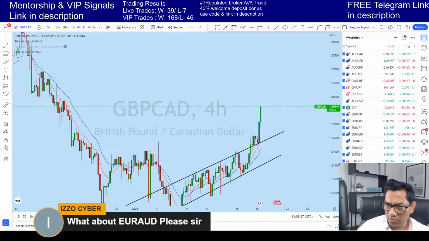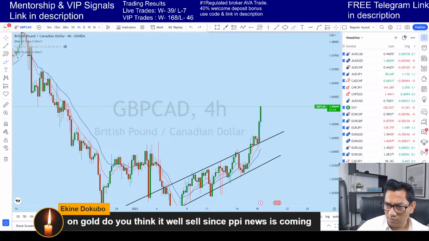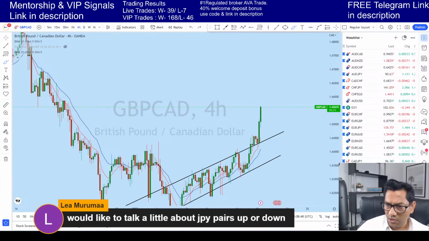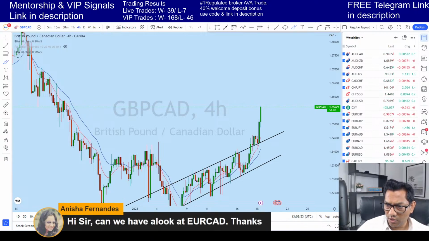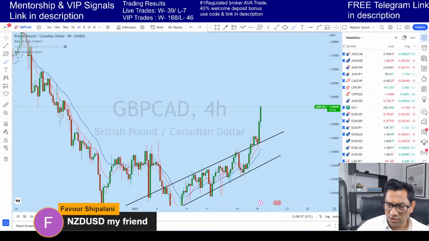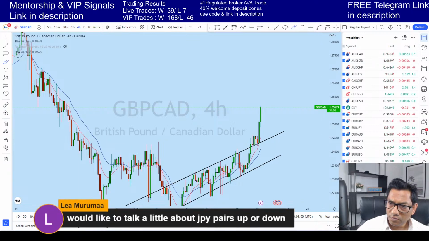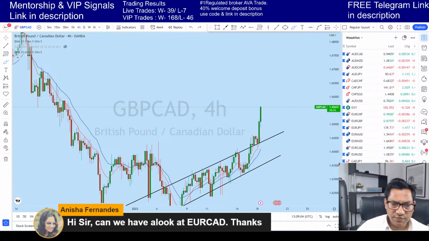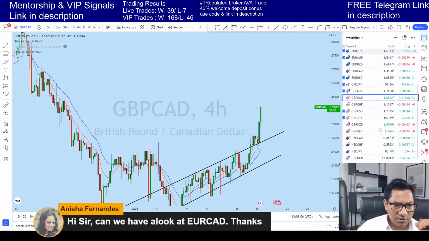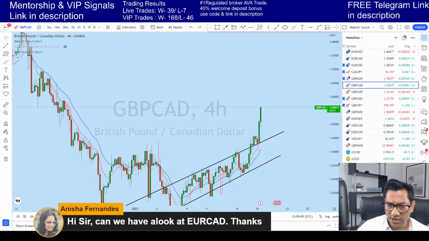Euro AUD, please look at it. I'll look at JPY, Anisha. Can we have a look at Euro CAD? Thanks, no problems. NZD CAD, NZD USD. Okay, so we'll look at all of them. Okay, let's find out CAD pairs, Euro CAD and NZD CAD and NZD USD.